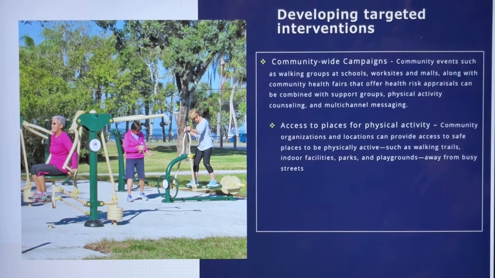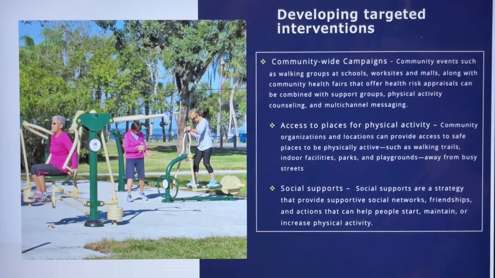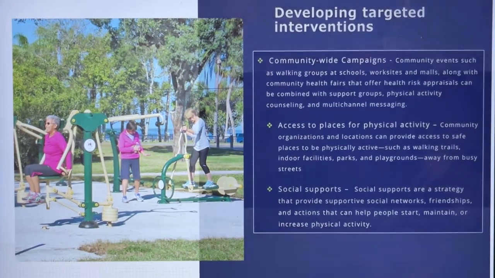Access to places for physical activity. Community organizations and locations can provide access to safe places to be physically active, such as walking trails, indoor facilities, parks, and playgrounds, away from busy streets. Social supports. Social supports are a strategy that provides supportive social networks, friendships, and actions that can help people start, maintain, or increase physical activity.